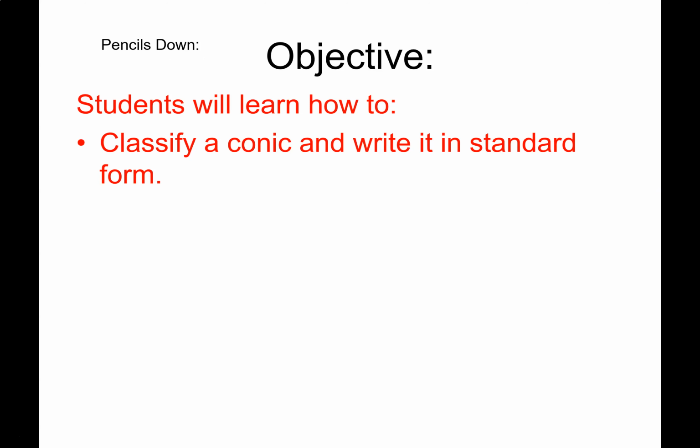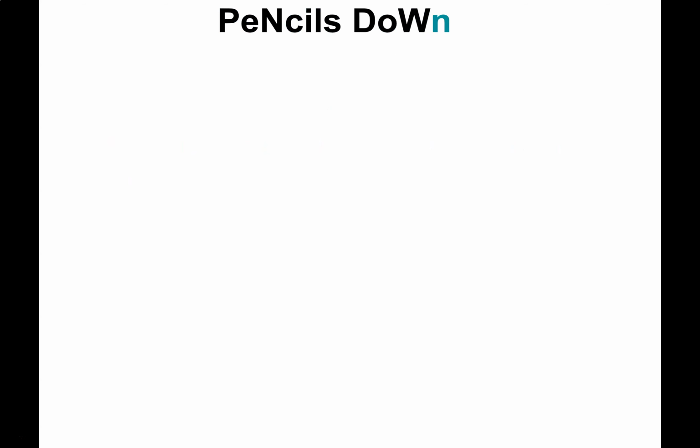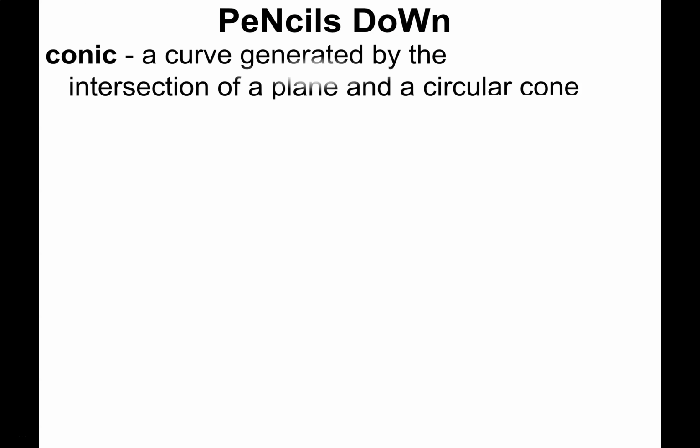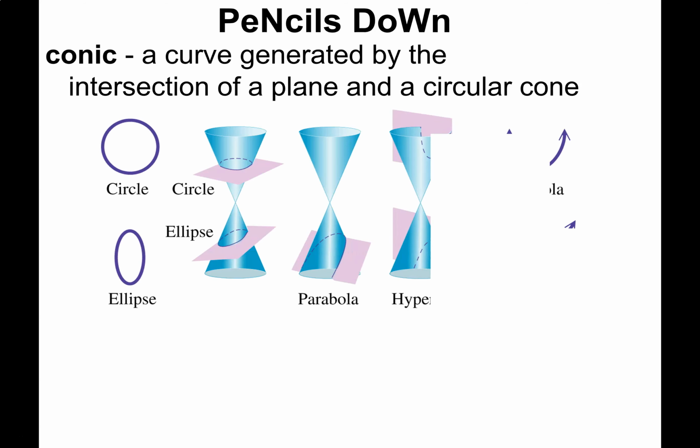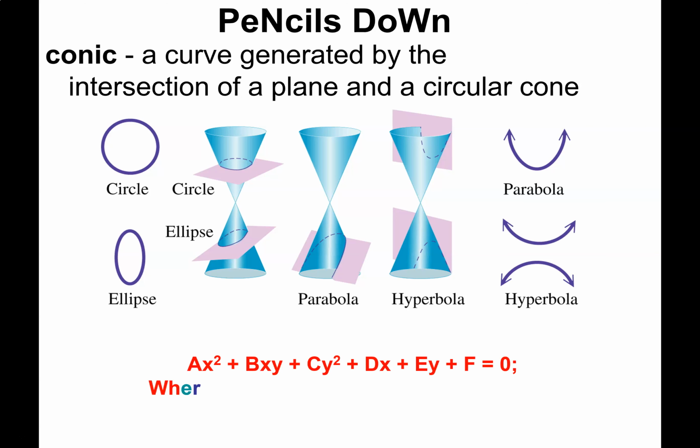All right, learning target or the objective. Students will learn how to classify a conic and write it in standard form. You don't need to write this down. So, a conic is a curve generated by the intersection of a plane and a circular cone. So this is what's actually happening. This is how we come up with our circles, parabolas, hyperbolas, and ellipses.